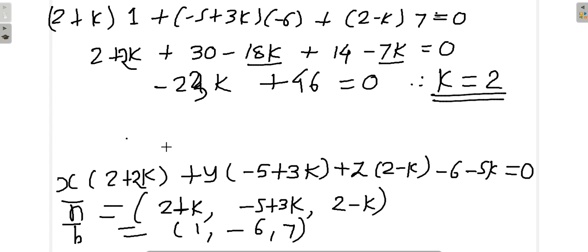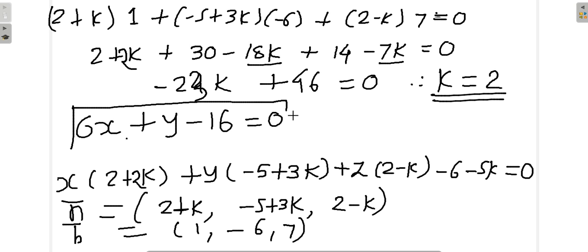Substitute k is equal to 2 here and see what you get. 2 of 4 plus 2 is 6, so 6x, k equal to 2, so 3 to the 6, 6 minus 5 is 1. 2 minus 2 is 0, so z will not come, and if you put k equal to 2 here, 5 to the 10 minus 6 is 16. So this is your final answer. 6x plus y minus 16 is equal to 0.